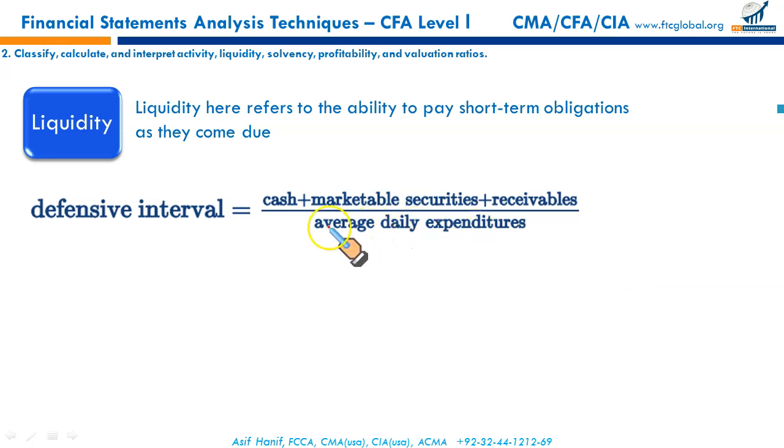Let's say your average expenditure is $10,000. This is what you need for daily expenses. Your cash balance is $50,000. Your marketable securities, let's say $150,000, and your receivables are $100,000.